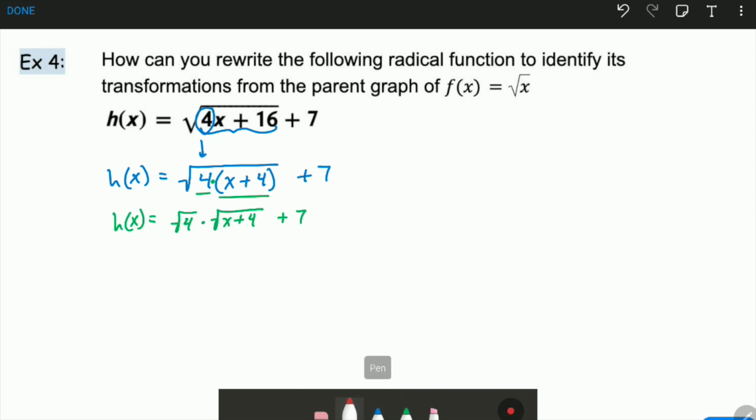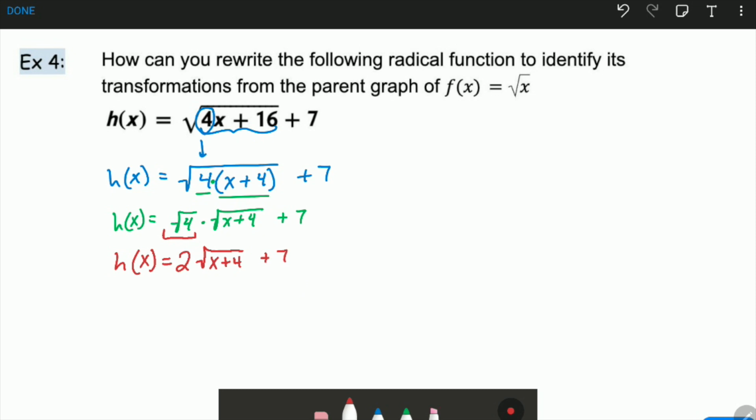And then we can actually do the square root of 4. The square root of 4 is 2, so it ends up simplifying or being rewritten into 2 square roots of x plus 4 plus 7. So we can rewrite it in this fashion.